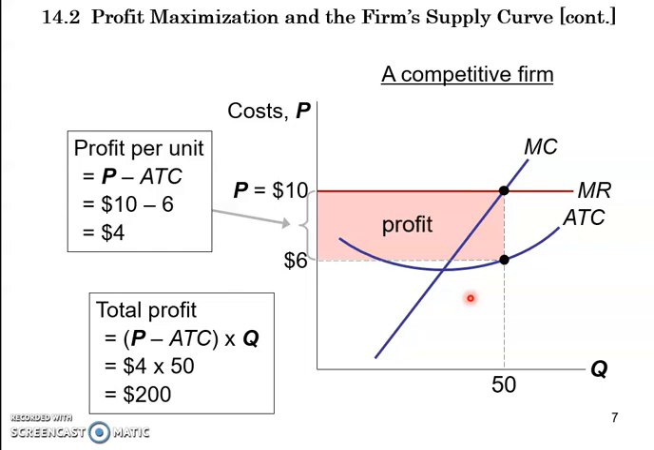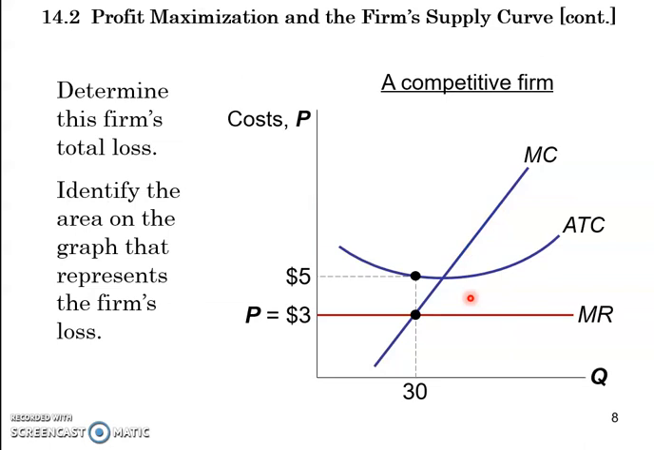We already found that when MC equals MR, the firm maximizes its profit. But at that quantity level, it does not minimize its cost. So again, these two are different. Make sure you bear that in mind.